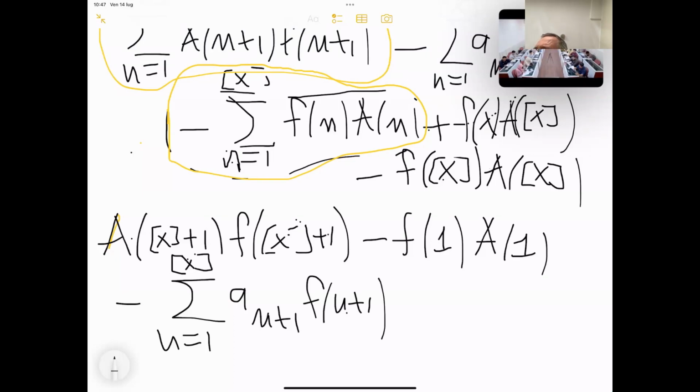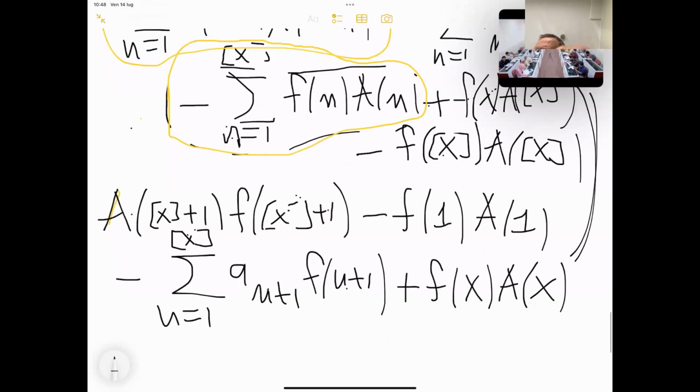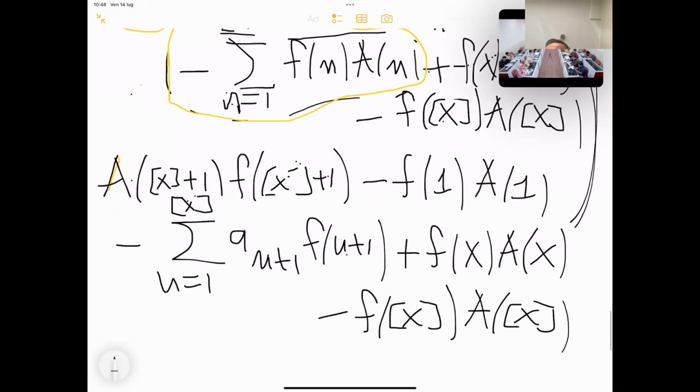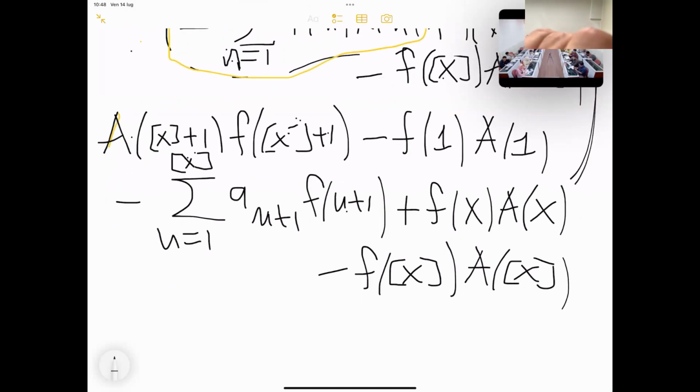And then I have a plus f of x. So was that a plus? Yes, I get plus, and then A of the integer part of x is the same as A of x, right? Those two things are equal. And then I have a minus f of x A of x.